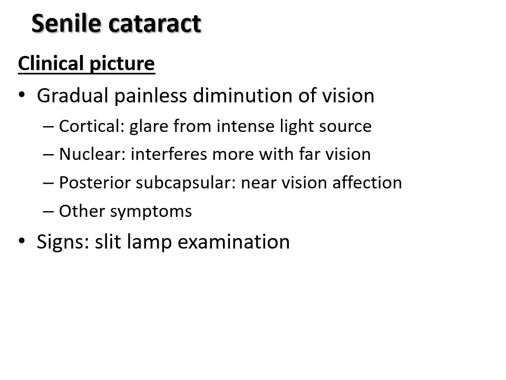The signs of senile cataract can be examined clearly and easily with a slit lamp after dilatation of the pupil, just to check the periphery of the lens, anterior and posterior capsule, and to check for the vitreous and the retina.